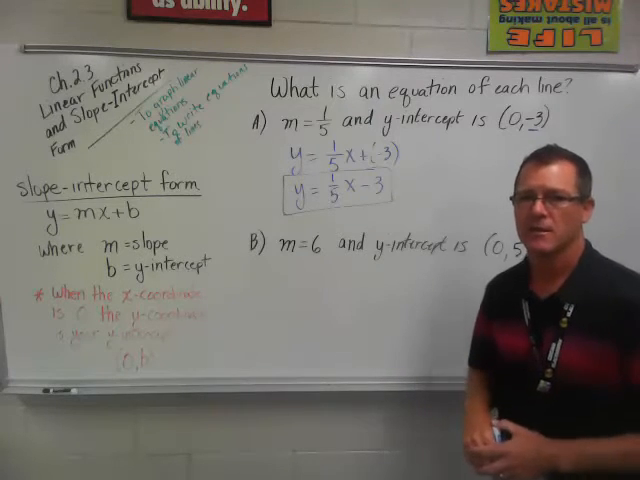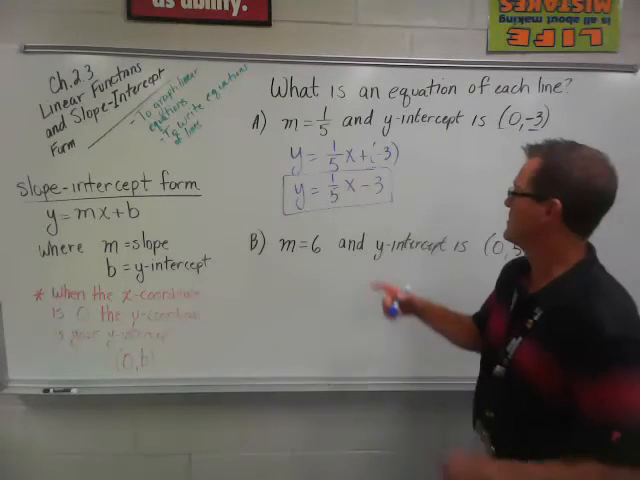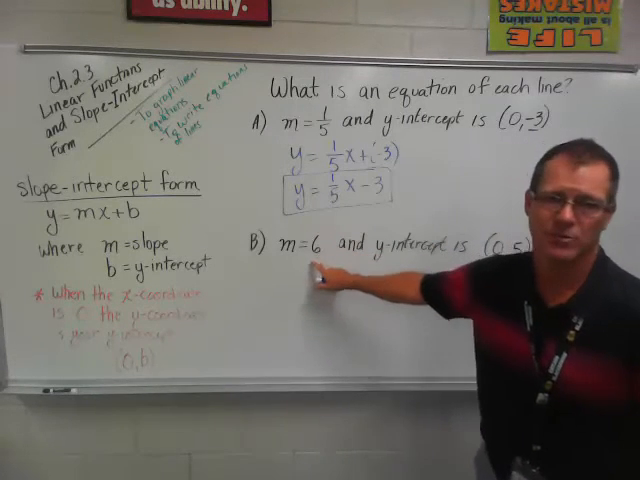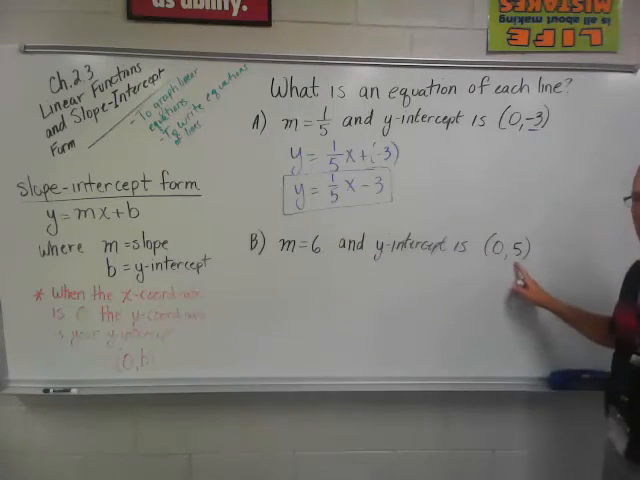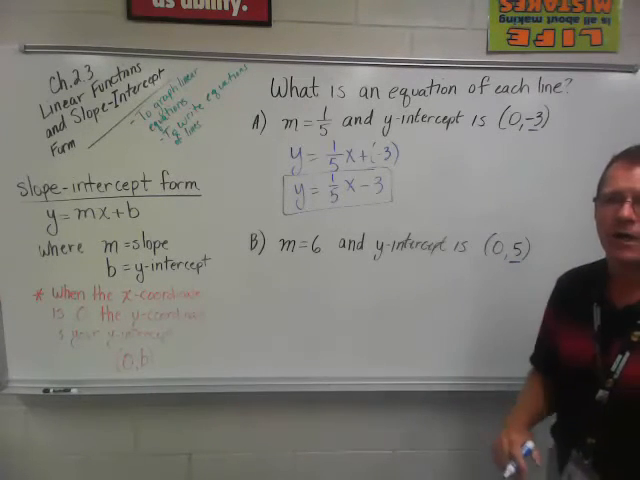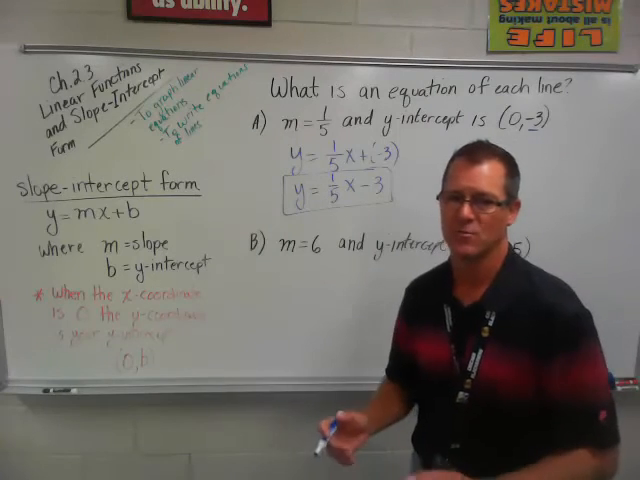Going to letter B, same deal. The only difference, we have two differences, I guess. M is not a fraction. That's really no big deal. And over here, our b, which is 5, and I know that because the x is 0. Our b is 5, a positive number, so that doesn't really affect much either.